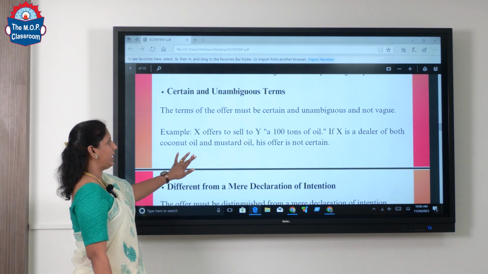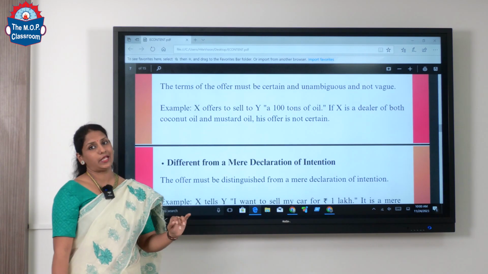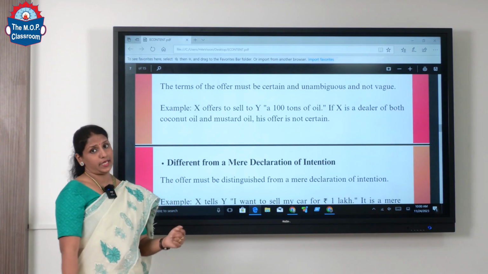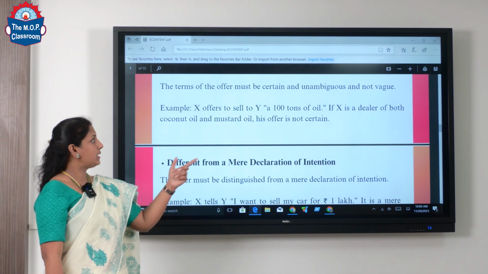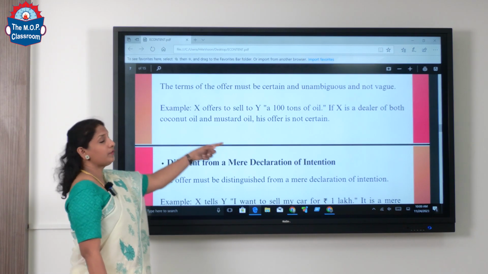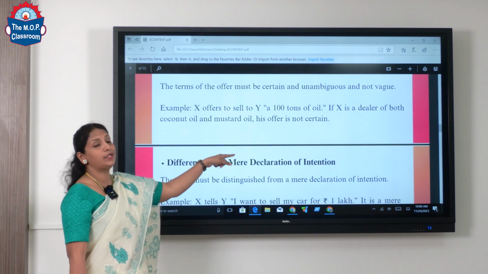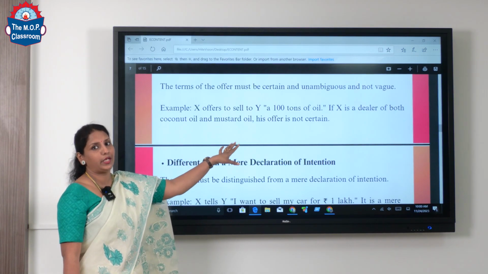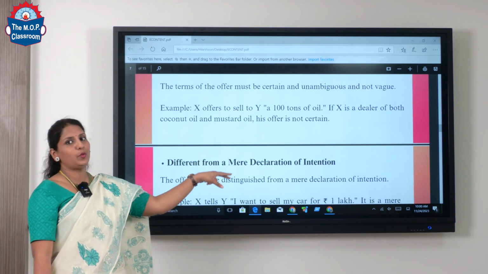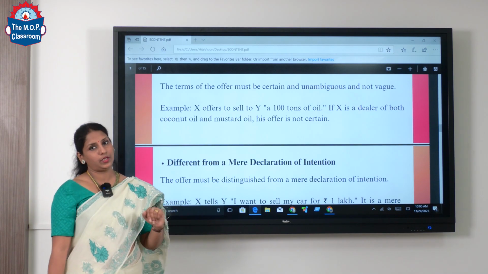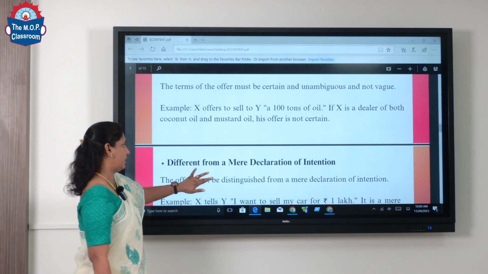So here I have given you an example for that. X offers to sell to Y 100 tons of oil. This person X is not a dealer of only one oil. He is a dealer of both coconut oil and mustard oil. But what kind of statement has he given? X offers to sell to Y 100 tons of oil. So here it involves a vague term. X needs to be very clear about what type of oil he is offering to sell, whether he is selling coconut oil or mustard oil.